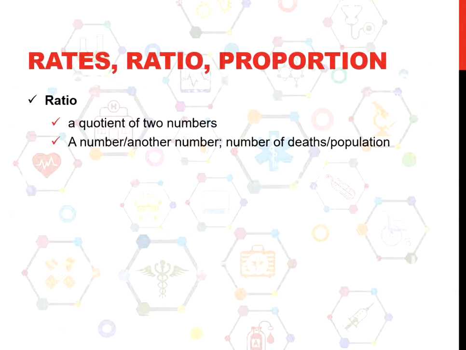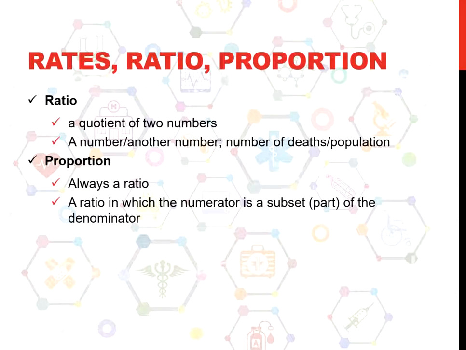So ratio, overview muna tayo nitong ating topics. So ratio is a quotient of two numbers. So siya ay a number divided by another number. So for example is number of deaths per population. So pwede rin dito yung number of first year students sa population ng medtech. Okay.